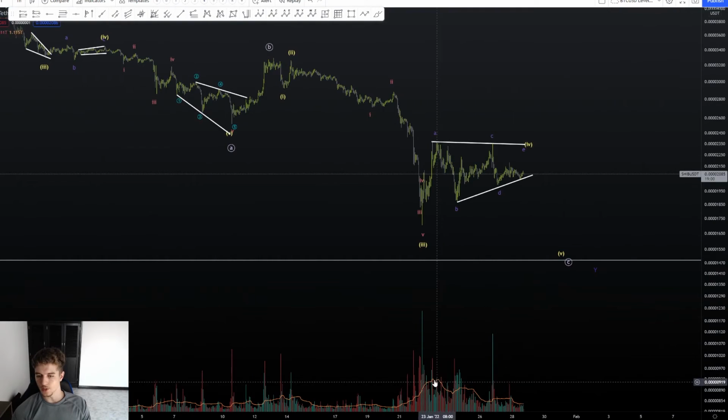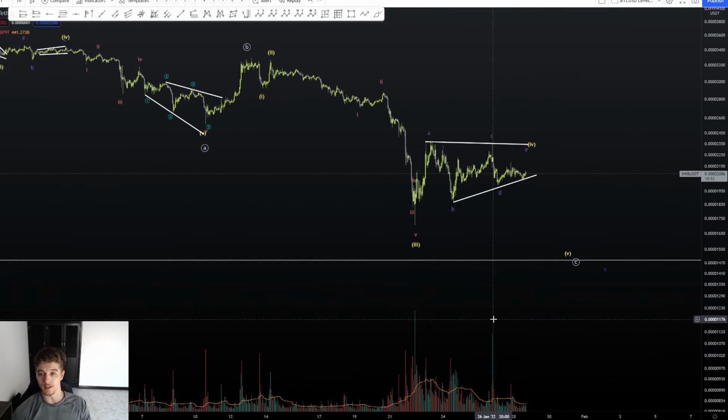So for the most part, we do get decreasing volume. We do get a spike of volume right here, which is not great to see in a triangle count. So you don't want to see a massive spike of volume in the middle of the triangle. But since we do get this downward slope of volume, I am going to give it a pass and say this could just be an outlier.